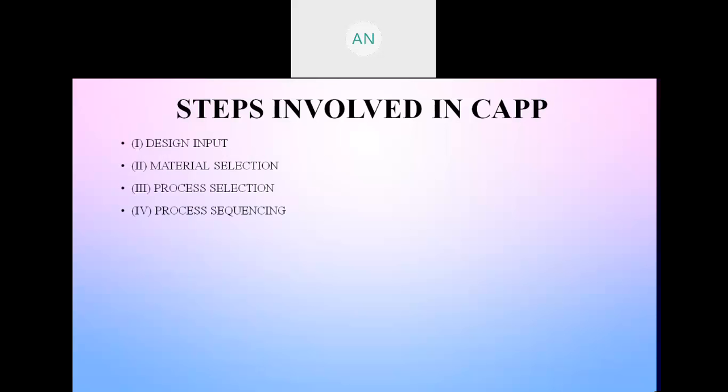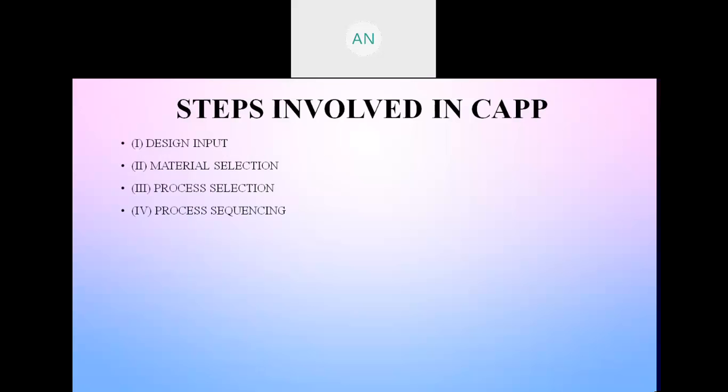The next factor is process selection and process sequencing. So we have got the design input, and depending upon the design input we have selected some material. Depending upon the material selection, we go for what type of process is suitable in order to turn this material into finished goods.